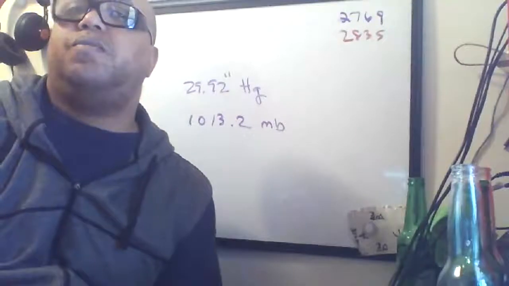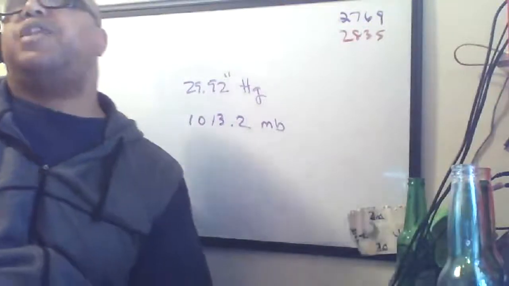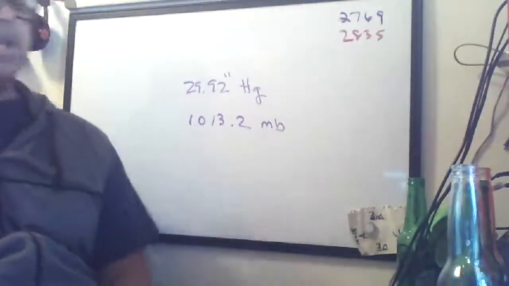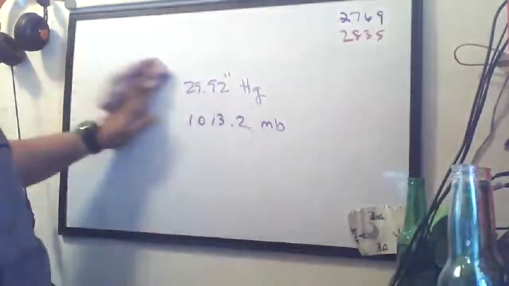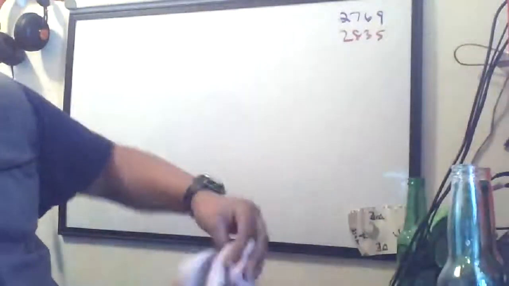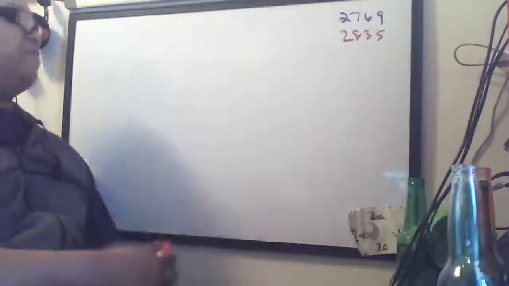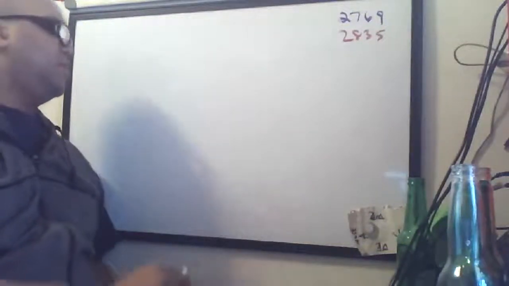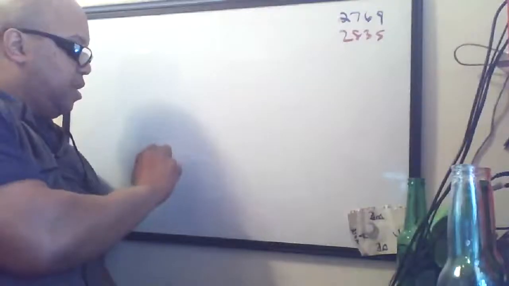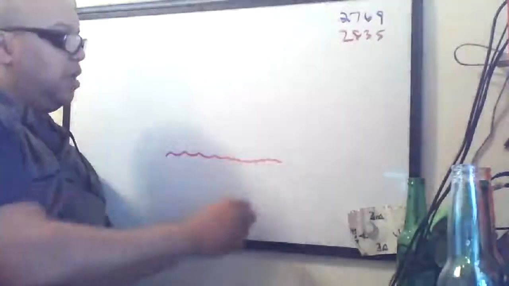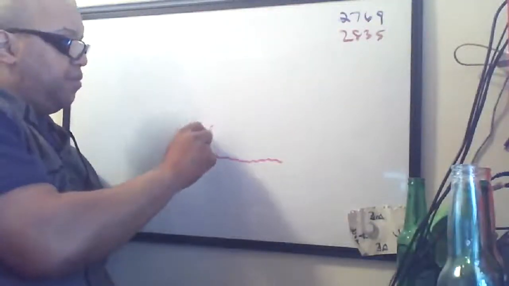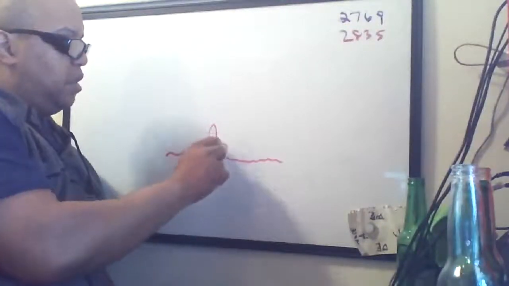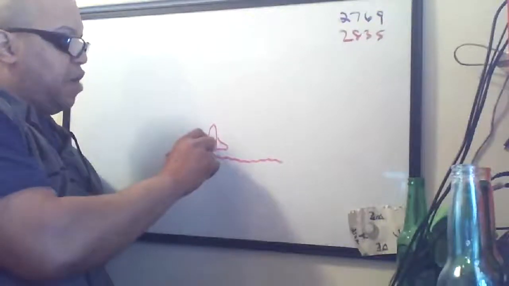Now, there's something else we need to be familiar with, and this is called the standard lapse rate. Again, in a perfect atmosphere, which never really exists, or almost never exists. We're here at sea level. If we were in a space shuttle, don't laugh at my artwork.